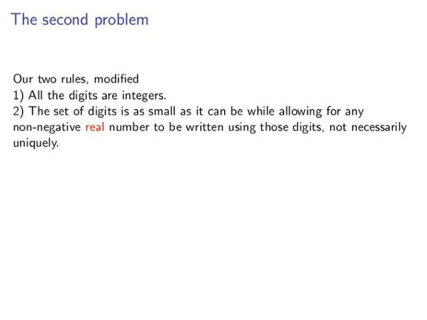So here are our two rules modified. The first rule is the same as it was before. All the digits are integers. But the second one is going to say that the set of digits is as small as it can be while allowing for any non-negative real number to be written using those digits, not necessarily uniquely.